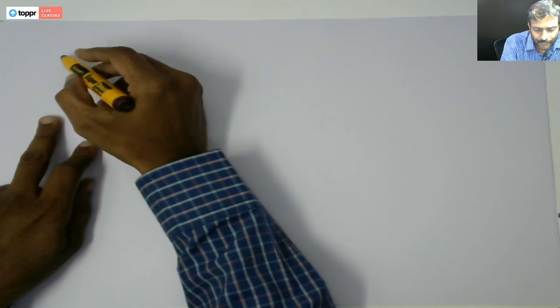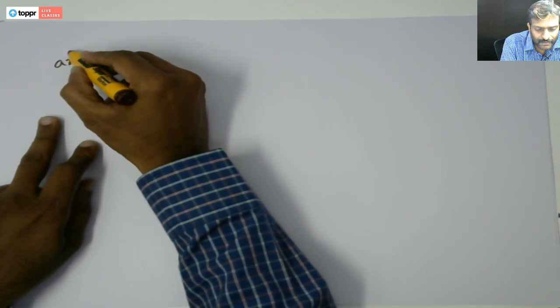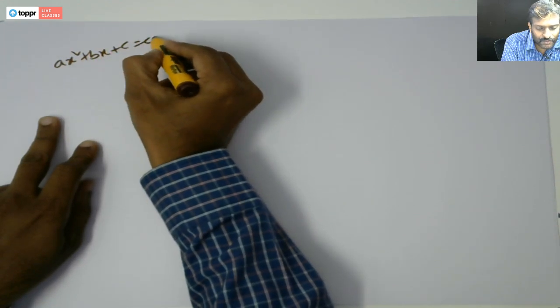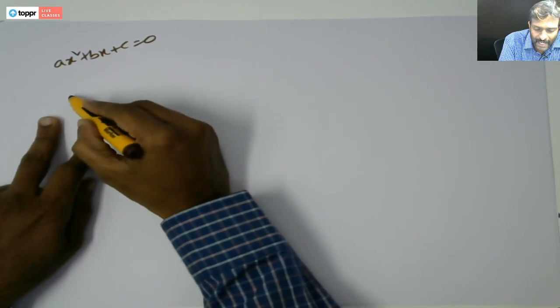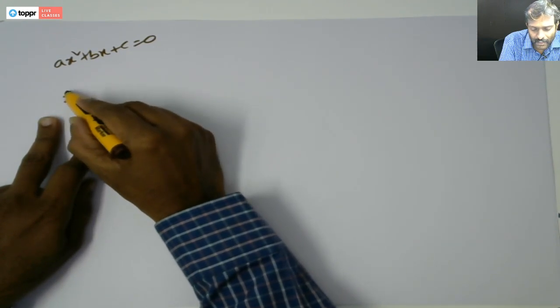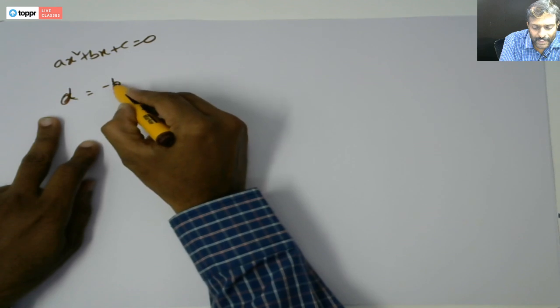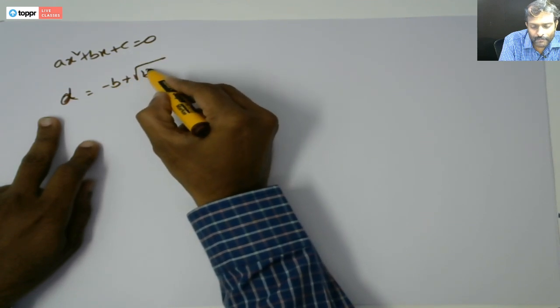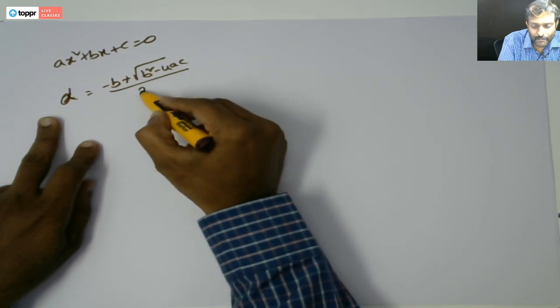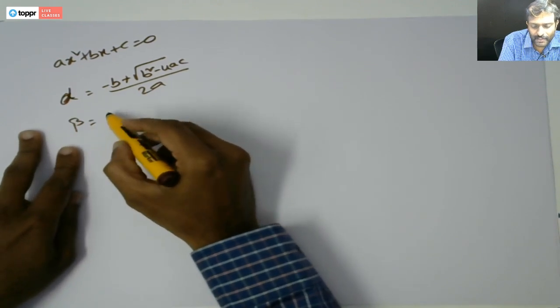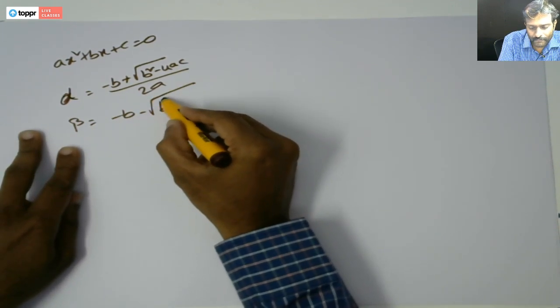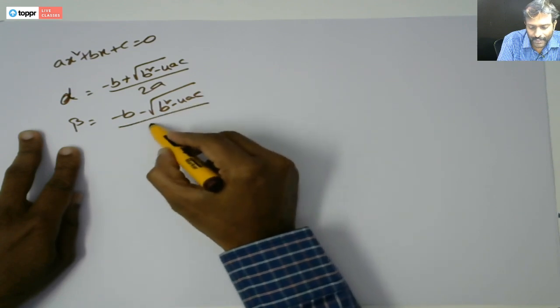Suppose I am taking ax square plus bx plus c is equal to 0 as our quadratic equation, right? And the value of x, or I'll say alpha, is equal to minus b plus root of b square minus 4ac by 2a, and beta is minus b minus root of b square minus 4ac by 2a.